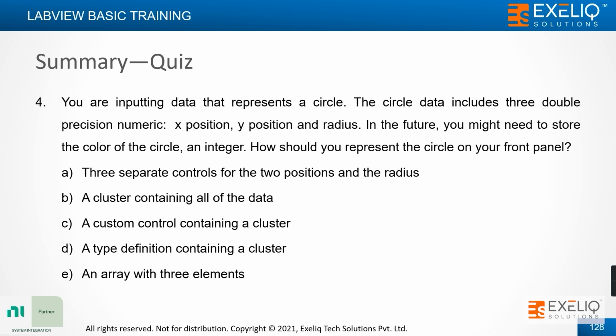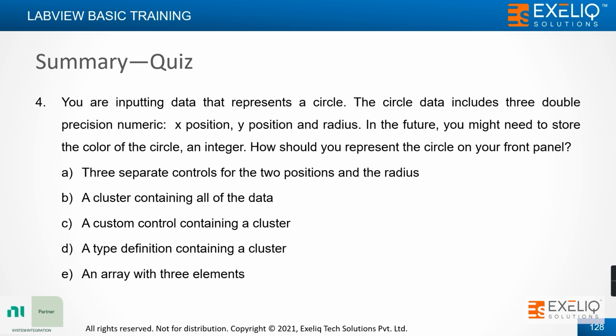D, a type definition containing a cluster. That is the absolute case. Fifth is an array with 3 elements. So let's suppose we have taken an array, since we have a DBL value. But when we add another element inside the array, it has an integer value. So there is a data type mismatch in the array, and that cannot take place inside an array. So we have to go with cluster.